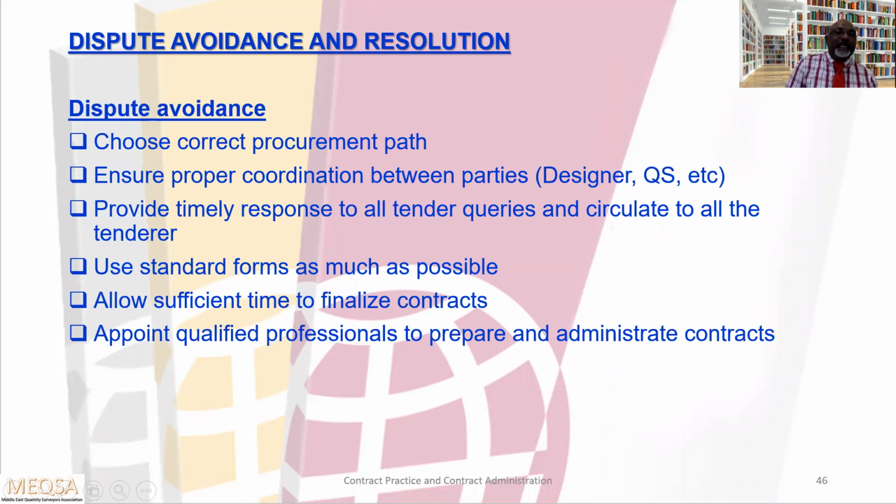Let us move to the next chapter, dispute avoidance and resolution. Dispute avoidance: choose the correct procurement path, ensure proper coordination between the parties, provide timely response to all the tender queries and circulate to all the tenderers. Use standard forms as much as possible, because that is a risk-tested document with risk balance, and all the parties are familiar with that document. Allow sufficient time to finalize contracts. Appoint qualified professionals to prepare and administrate the contracts.